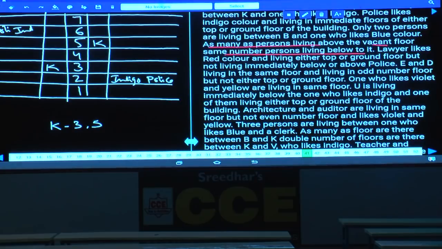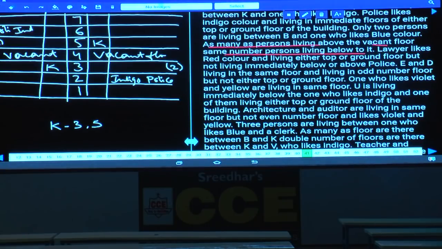4th floor is the vacant. That means there are 4 persons living above this vacant floor and 4 staying below it. Hence, now this is the vacant floor. If this is the vacant floor, how many persons are living on the 2nd, 3rd floor here? There are 2 persons living on the 2nd floor, because between K and the indigo there must be 2 persons. And again in this one, how many persons must stay? There are 2 persons. Between K and this one, there must be 2 persons. Done with this? And only 2 persons are living between B and the one who likes blue.